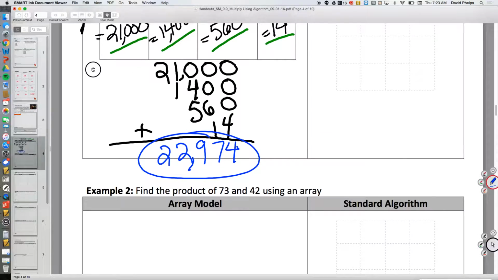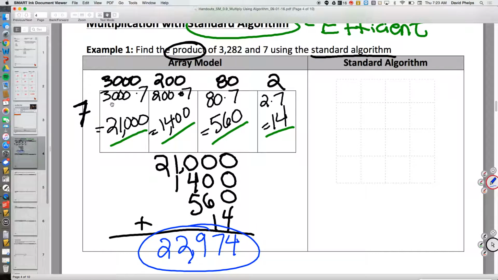All right, that was the array model. Now we're going to try the standard algorithm. Look on your page where it says standard algorithm. When we multiply 2 numbers with the algorithm, we set everything lined up to the place values to the far right. So first number is 3,282. For right now, I'm giving you these fun box things to use. Later on, there's not going to be a fun box thing, so don't get too used to it. And then we're multiplying it by 7. So set your algorithm up just like this. Notice everything is set up to the far right.